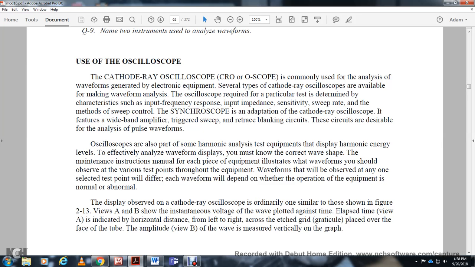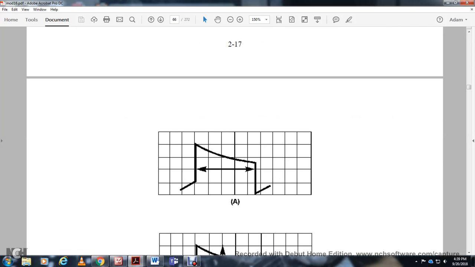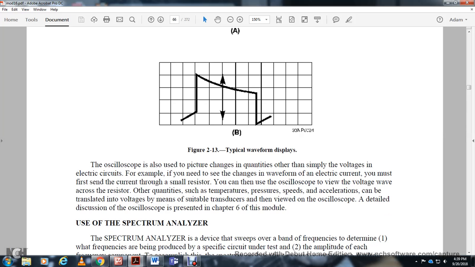The cathode ray display is ordinary, similar to those shown in figure 2-13, views A and B, with the instantaneous voltage of the wave plotted against time. View A shows the elapsed time, indicated by the horizontal distance left to right across the graticule placed over the face of the tube. View B shows the amplitude of the wave measured vertically on the graph. Views A and B are the typical waveform displays, which also give a picture of the change of other quantities besides simple voltage in the electrical circuit.